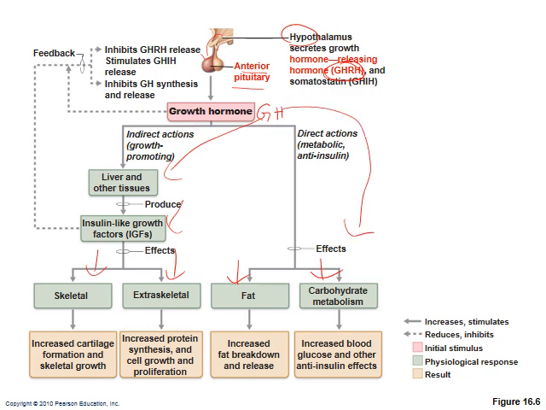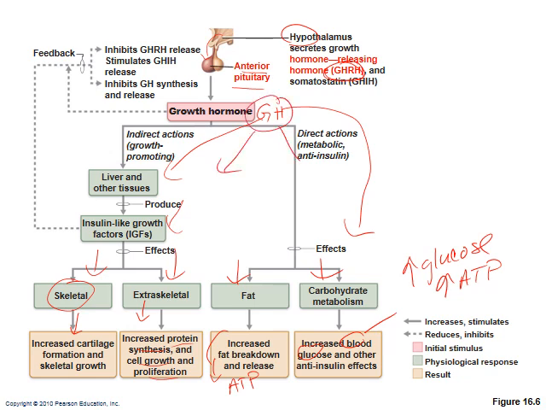So growth hormone can act directly to increase fat breakdown, right? We're going to turn this fat and use it to make ATP. We're going to increase blood glucose because we know if we have increased glucose, then we can make more ATP, and that's the energy we're going to use to grow. And we can also cause growth in our skeletal, increase in cartilage and skeletal formation. We can also increase protein synthesis and cell growth and proliferation. So growth hormone has several effects here, whether we're talking just about carbohydrates and fat metabolism or whether we're actually talking about growth.